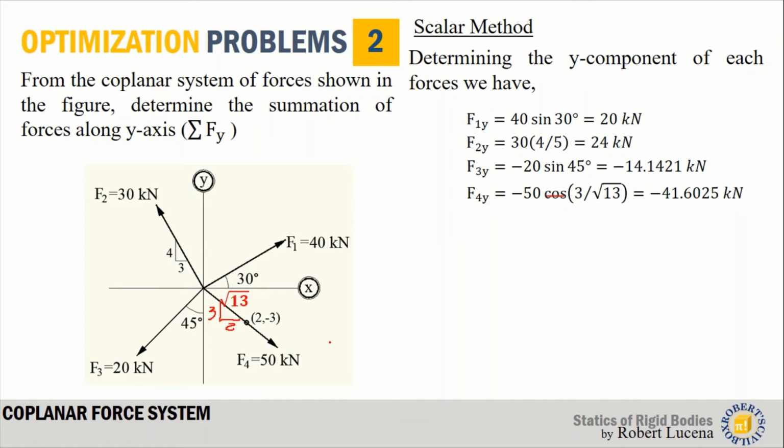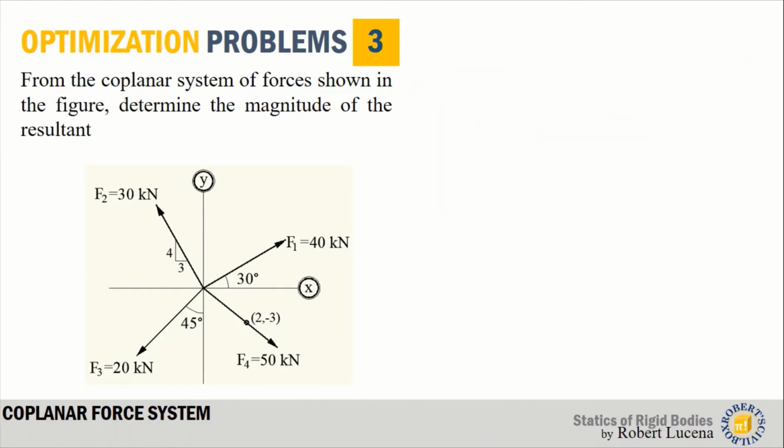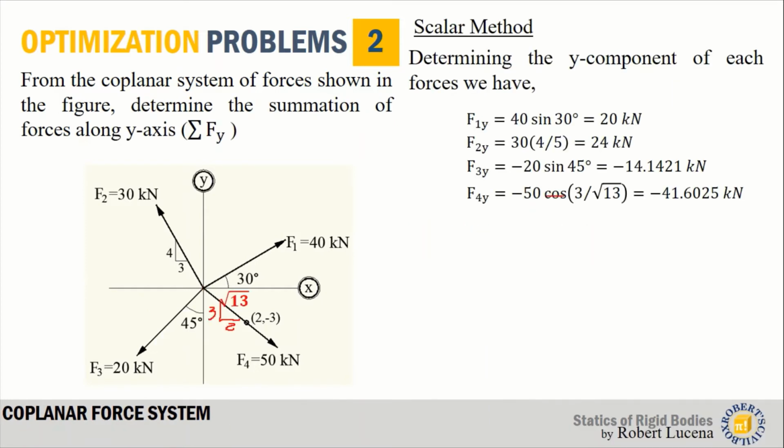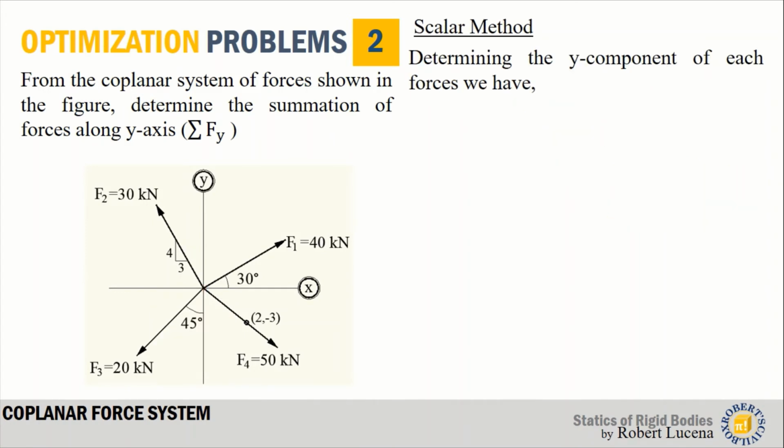And the value now of f4y would be negative 41.6025. Don't forget the negative sign. And adding them up yields the value of sigma fy, that is negative 11.7446. So that is the same as the value of the coefficient of base vector j. Okay?